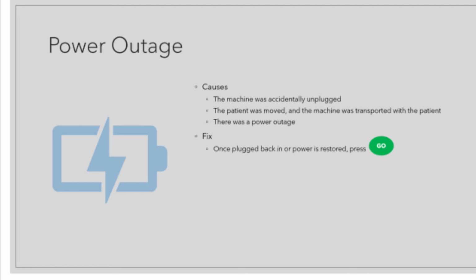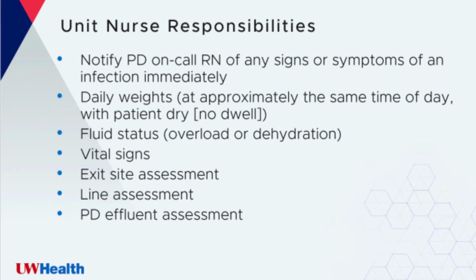In cases of power outage, after 30 minutes of failure, an alarm occurs to alert the patient that there is a power failure. Press stop to mute the alarm. The machine will also alarm when the power returns. If power is restored within 2 hours, green go button will resume the treatment. After 2 hours without power, the treatment cannot be restarted and must be discontinued.